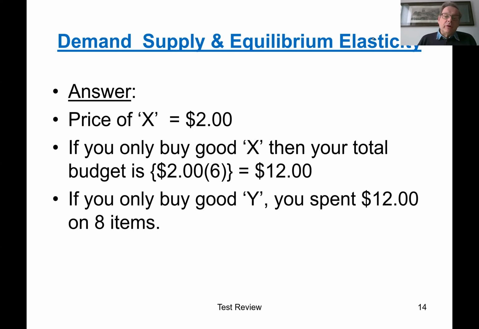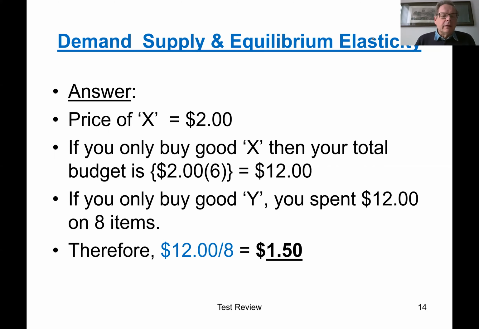You're also going to have $12 if you buy only good Y. So if you only buy good Y, you spend $12 on 8 items. That 8, again, you read that off the graph. That would be the Y-intercept. And then you would have your $12 divided by the number of units. You could buy 8. So each unit of Y costs $1.50.